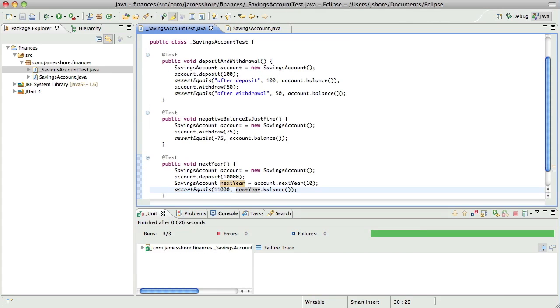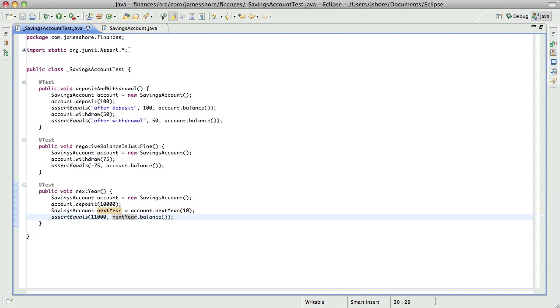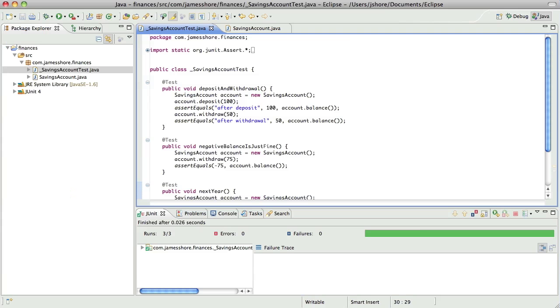So the important thing here in TDD, of course, is to get it to work before you worry too much about how you've written it. So now that we've got that written, we really need to clean this up. There's so much I don't like about it. So do we really want the savings account to return a new savings account for every year? That's an interesting question. That would allow us to do some interesting stuff. Well, let's just play with this a little bit.